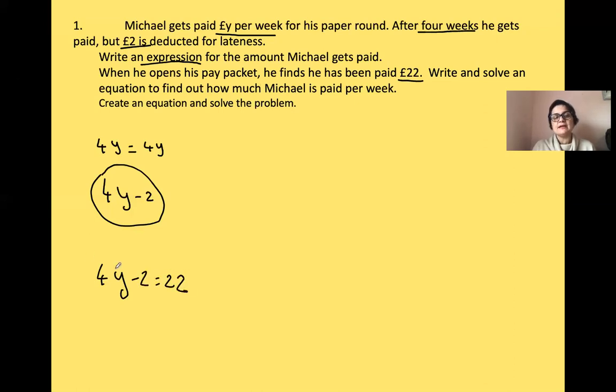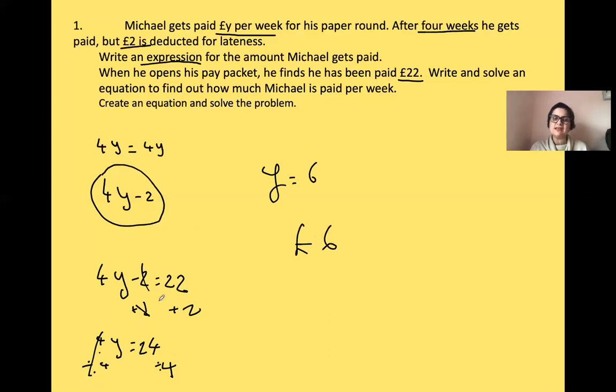All right? And now solve this equation. Add 2 on both sides. This is the first step, to cancel the 2 out. And so we have 4y equals 24. There you go. And then to get rid of the 4, we divide by 4 on both sides. Divide by 4, divide by 4. And so we have y equals 6. So Michael is paid £6 per week.